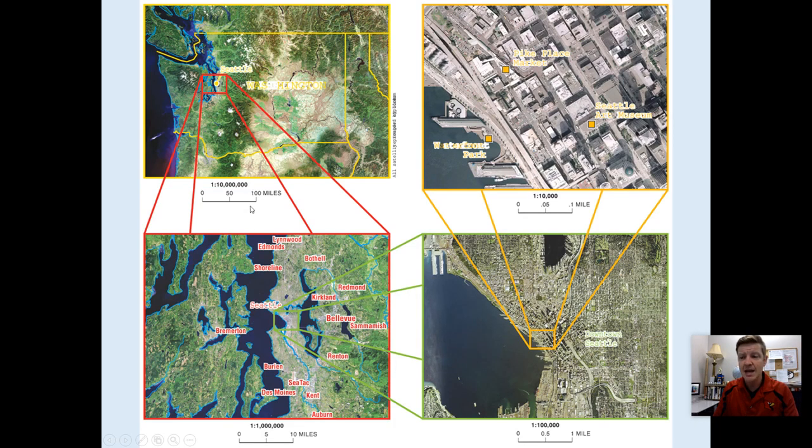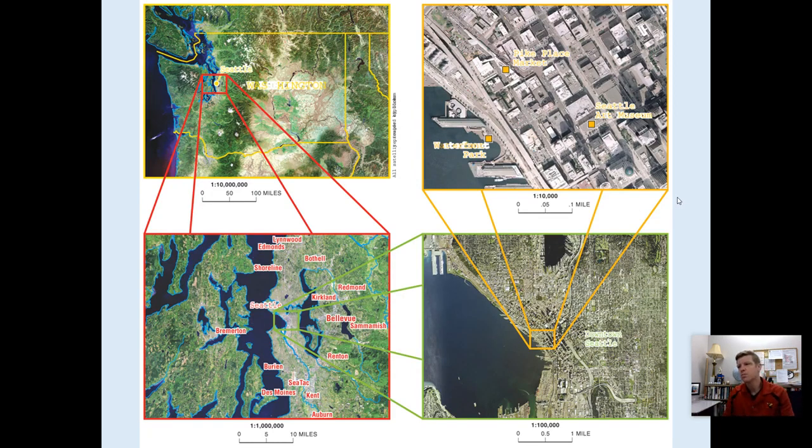Zoom in from that, and I get a regional map, and now I'm 1 to a million. And I zoom into that, right? And I'm getting a map of downtown Seattle, and I'm 1 to 100,000. And then I zoom into that, and notice I got a graphic scale on all these as well. And now I'm 1 to 10,000. Okay.